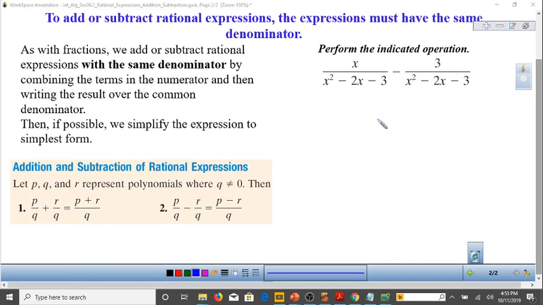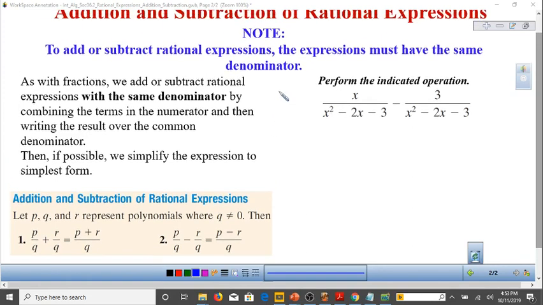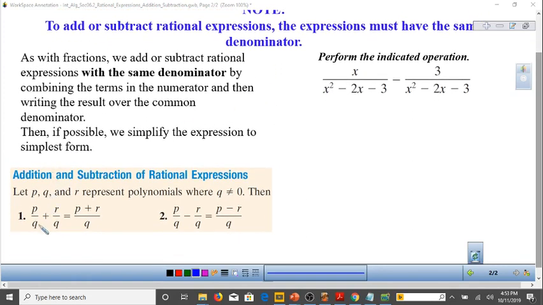Similarly with adding and subtracting rational expressions, as long as the denominators are the same, we just add or subtract the numerators and then simplify from there. Let's try this example here: x over x squared minus 2x minus 3, minus 3 over x squared minus 2x minus 3. As you can see, the denominators are the same. So all we do is have the same denominator for both. x squared minus 2x minus 3 is a common denominator. And we just perform the operation in the numerator, x minus 3.